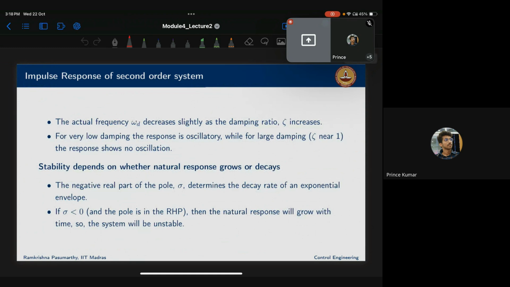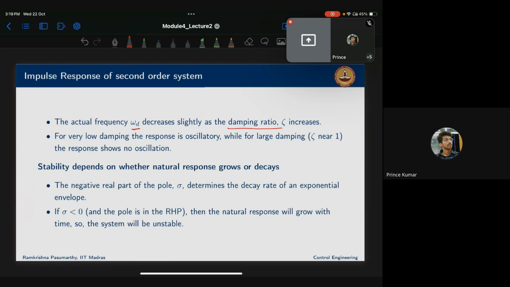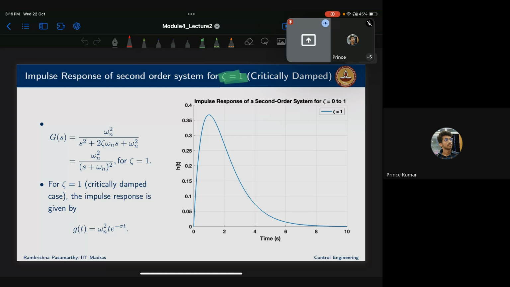Next, the impulse response. The actual response frequency omega d slightly reduces as the damping ratio increases. Then at zeta equal to 1, we call it critically damped. Taking the same response with zeta equal to 1, the denominator reduces to (s plus omega n) whole square. We call that the critically damped case.